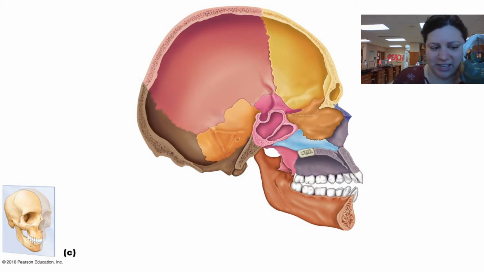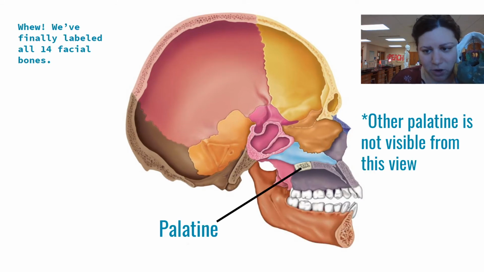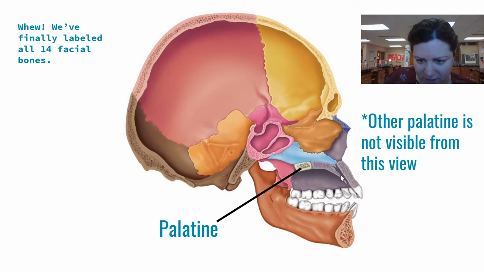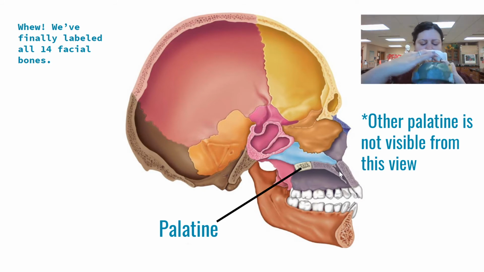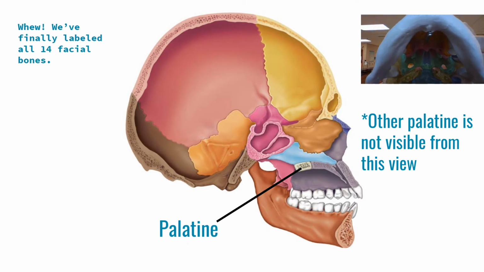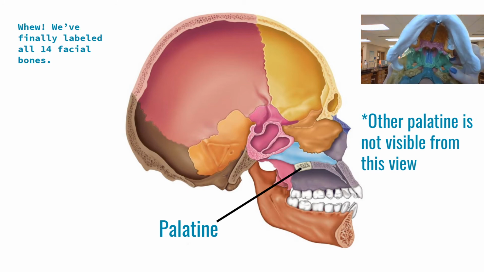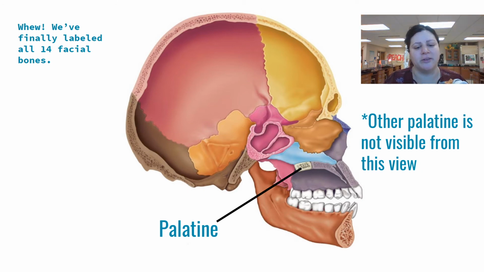And finally, from this view, we can see a bone that we've never been able to see before. It's called the palatine bone, and it's right there. So we can see that it's next to the maxilla. And on here, it's that pink bone. So this view looks very different than the picture we're seeing on here. It makes up the hard palate of the mouth. That's the roof of the mouth.